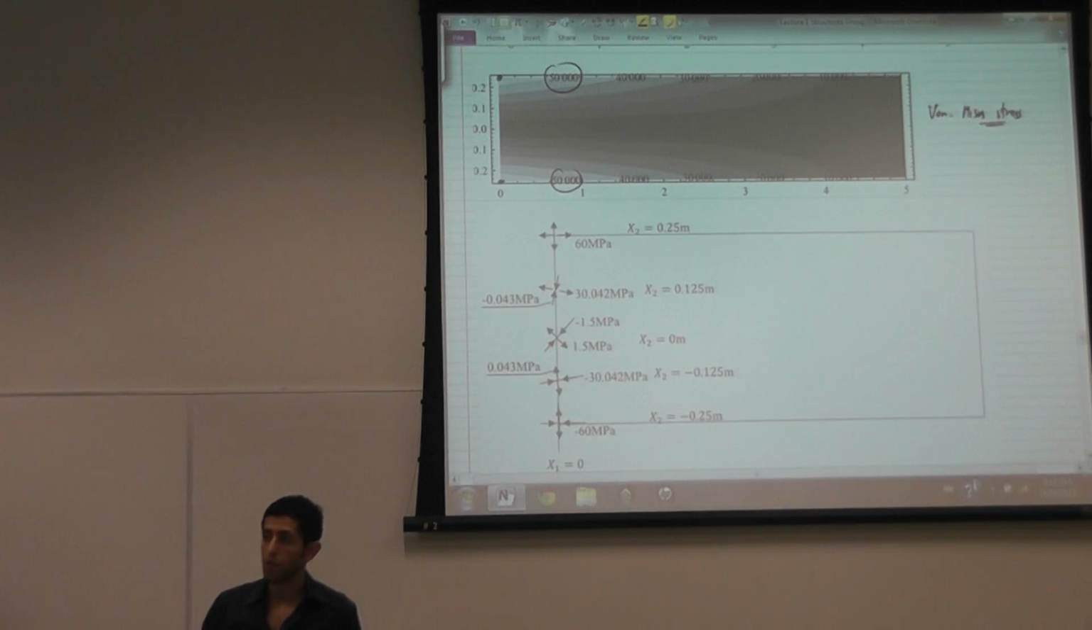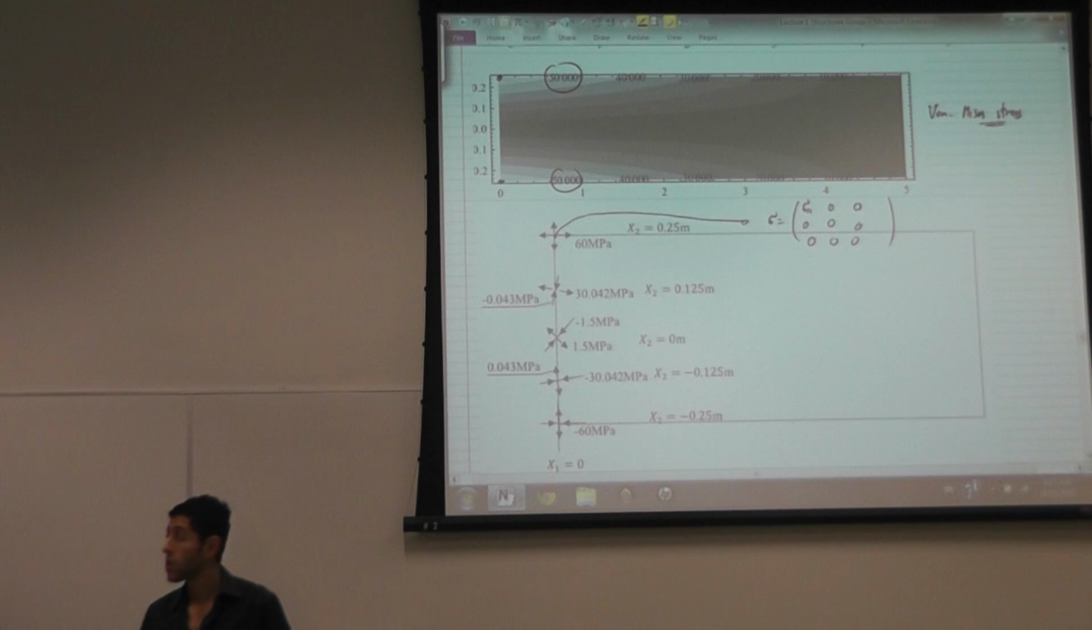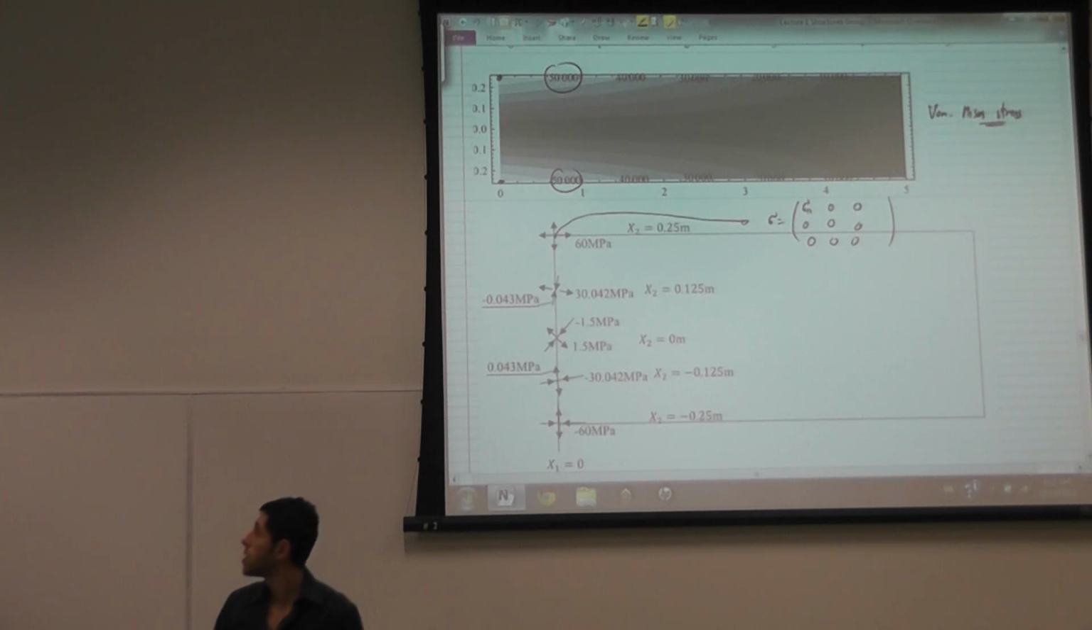The principal stresses at every point will depend on the stress matrix. The stress matrix here has components sigma 1, 0, 0, 0, everything else is zeros. Because it only has sigma 1 as a component, it doesn't have sigma 2. Then the eigenvectors are basically E1 and E2.